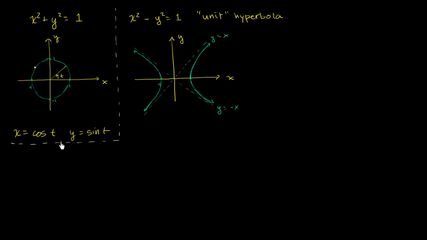Wouldn't it be neat if we could parameterize x and y in a similar way with different functions, maybe analogous functions, so that we get a similar type of property? And you might guess what those functions are, but let's actually try to verify it.